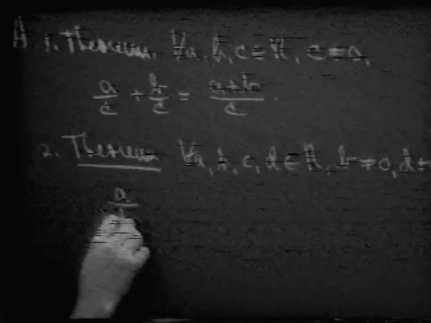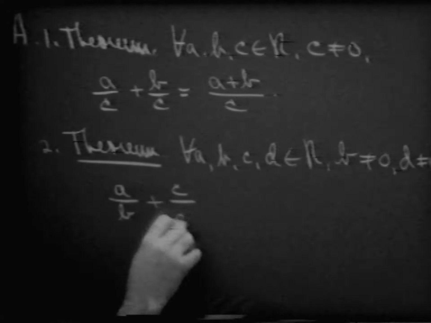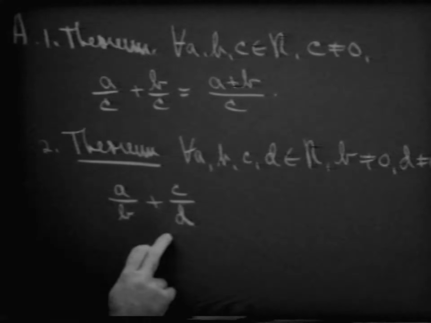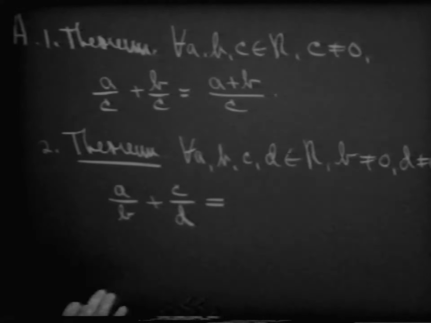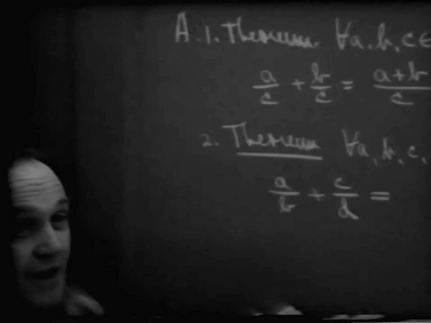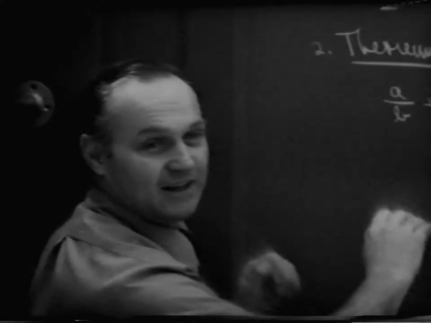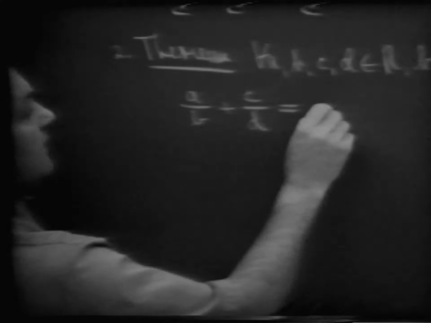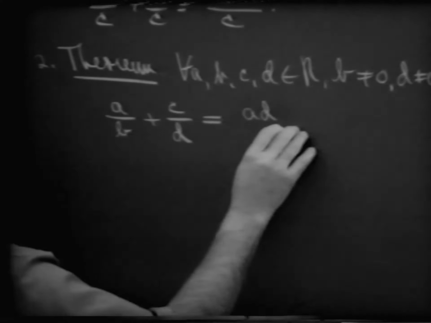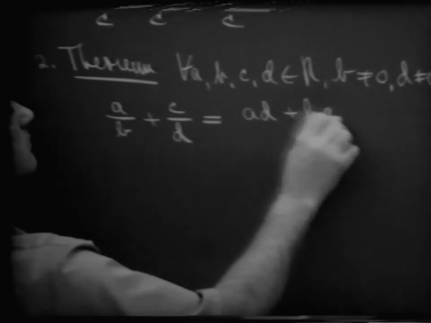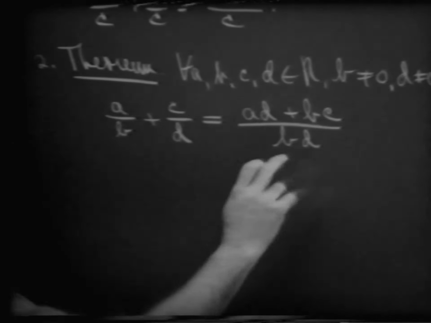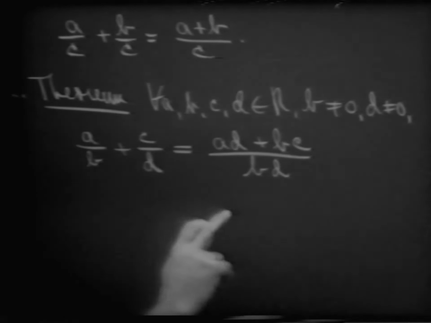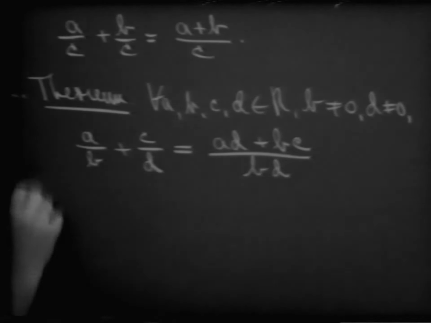Suppose we have a over b plus c over d. In this case, now we have different numbers in the denominator. I'm not sure that anybody can pull this out of a hat as to exactly what this is going to be equal to. But can anyone say anything, Peter? a times d plus b times c, over bd. All over bd. And in fact, this is exactly what the result of the theorem is. Let's go through the proof of this to make sure that's indeed the statement that we want.